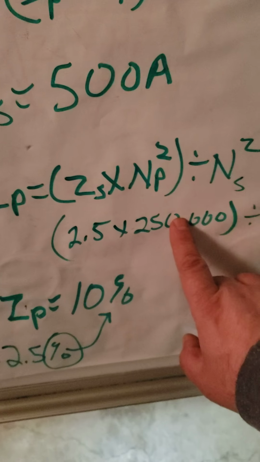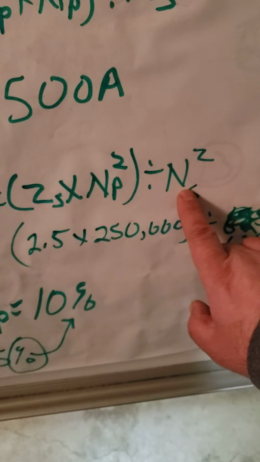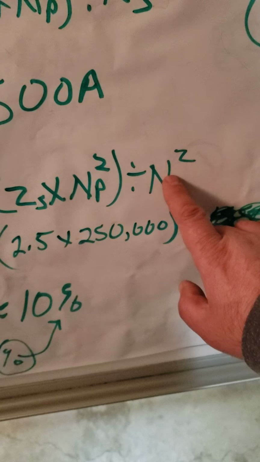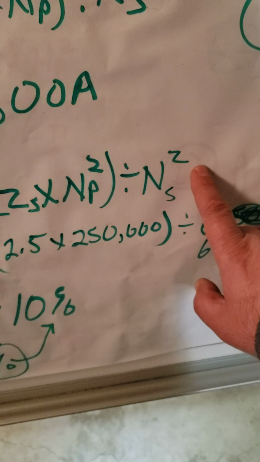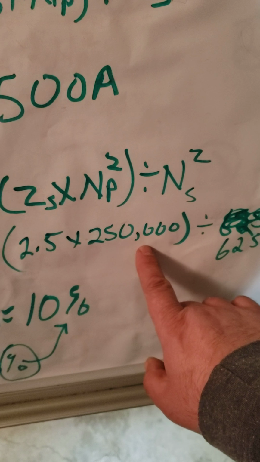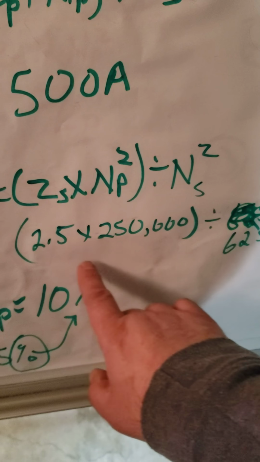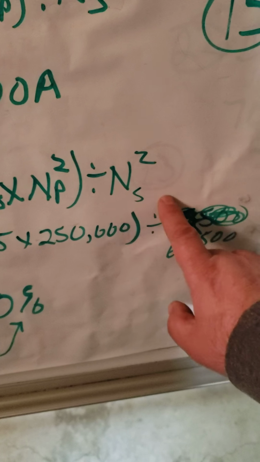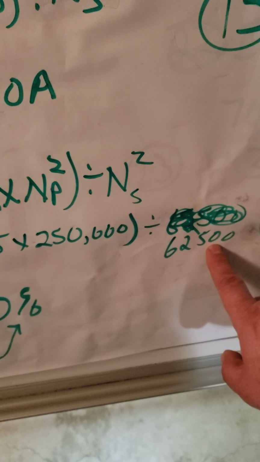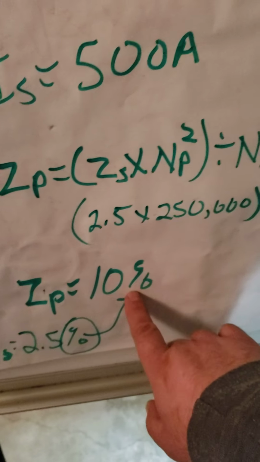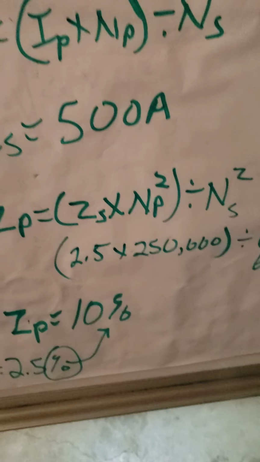Times 500 times 500, and then the NS square, this one here was 250, so it'd be 250 times 250. So 500 times 500 is 250,000, and then multiplied by that, and then the other was 250 times 250 came out to 62. Okay, the answer was 10. Now I'll get the percentage point and I'll move it to there, and there's the 10%.